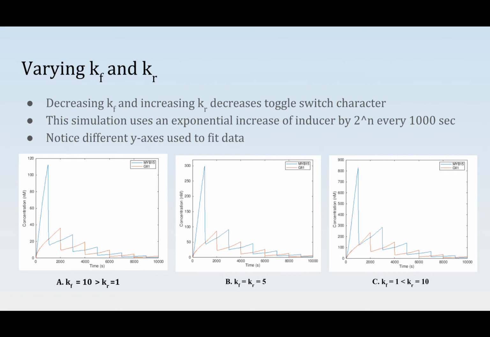So for optimal toggle switch behavior, we know that the rate of binding of repressor to promoter should be greater than its dissociation, as shown in the graph on the left. And this idea, we'll be using in all the later simulations.